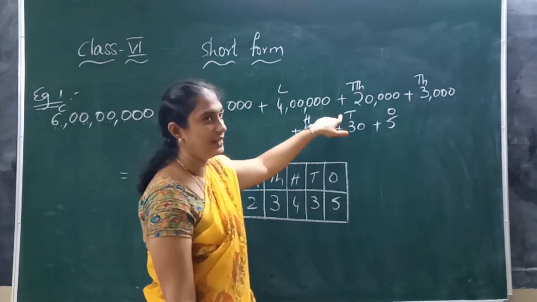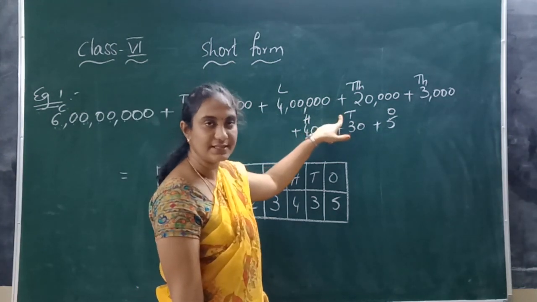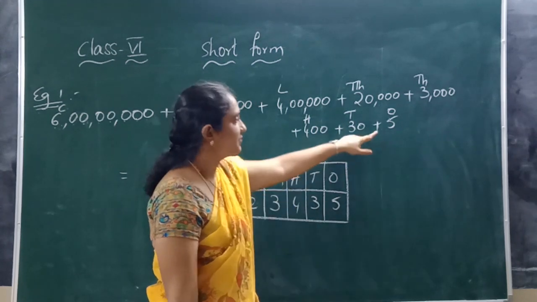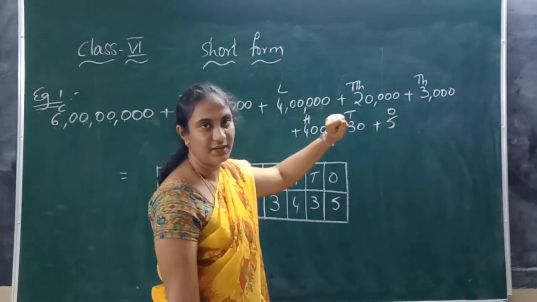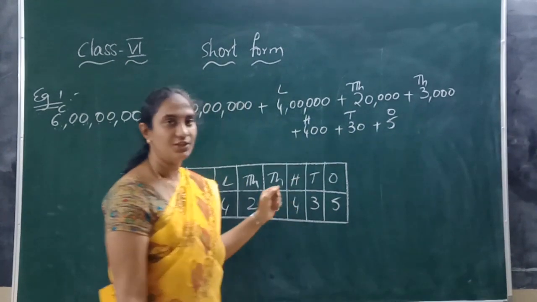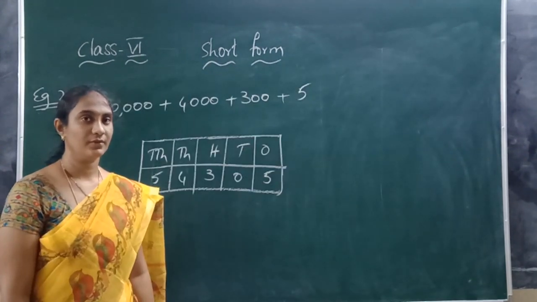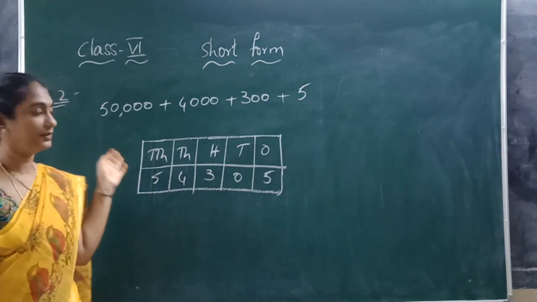3 is in which place? Tens place. So write here 3. Next 5 is in which place? Ones place. So write here 5. So do you understand? Let us see one more example. Now see the second example.